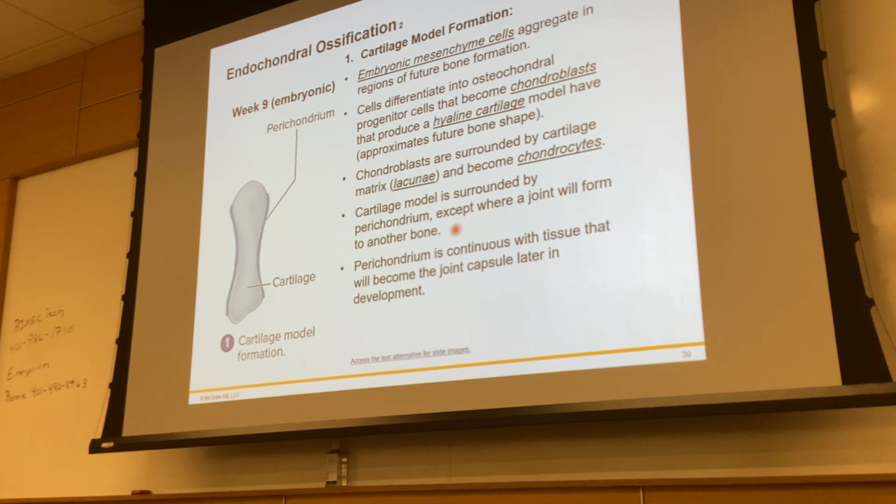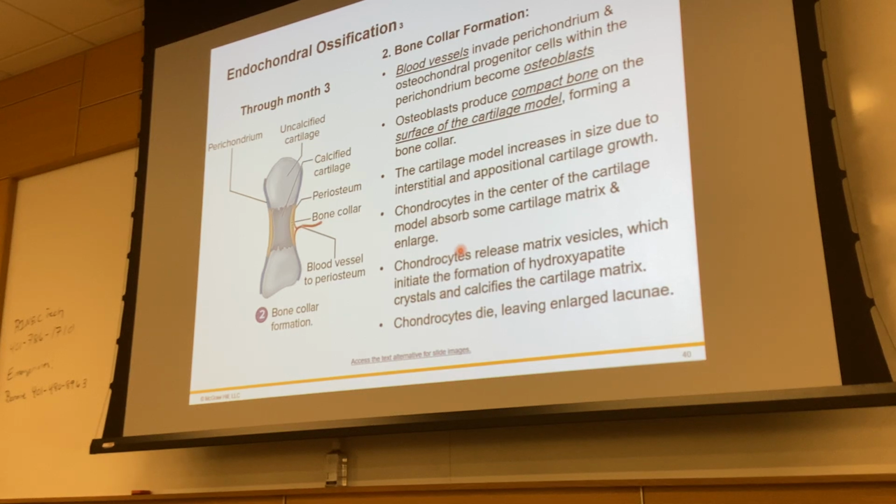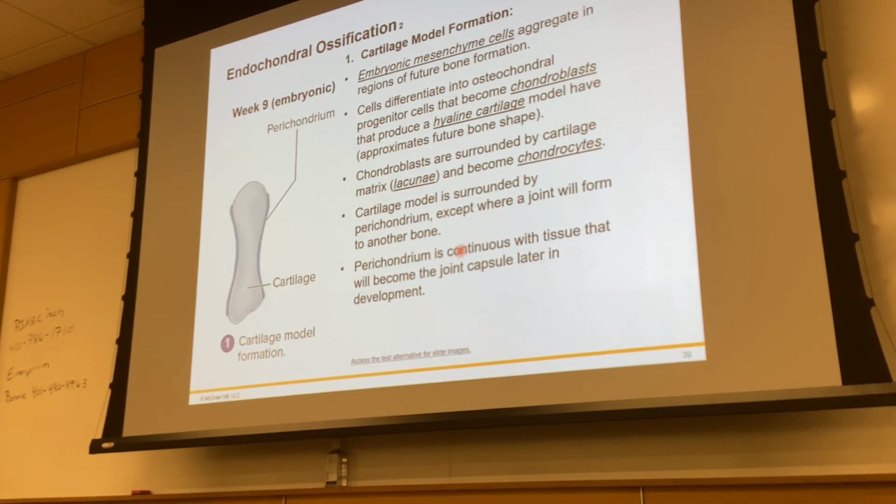That model is surrounded superficially by the perichondrium. That perichondrium is analogous to the periosteum, but because it's cartilage, it's chondrium. That perichondrium is continuous with this, and it will become the joint capsule later on, which is something that we'll talk about in a little bit. So the first step, back up, the first step is cartilage model formation.